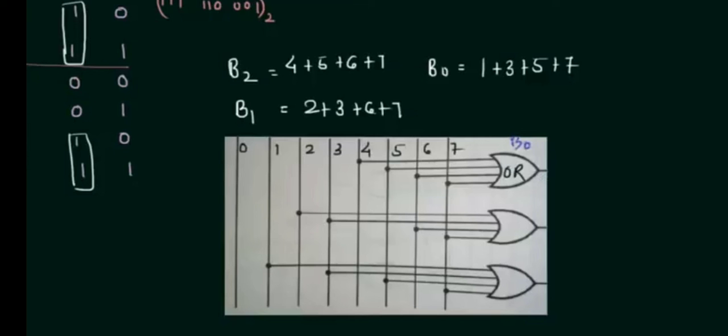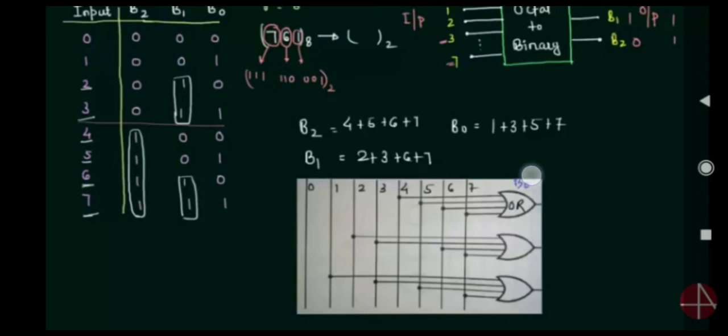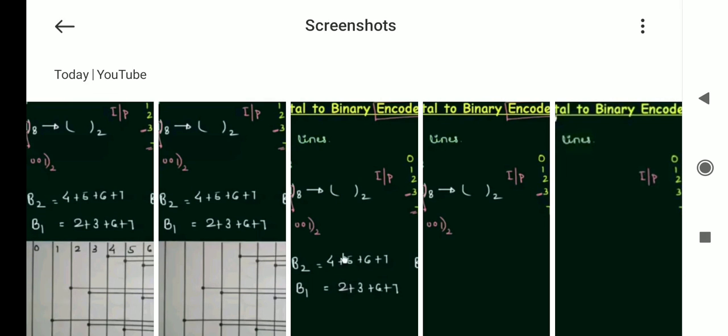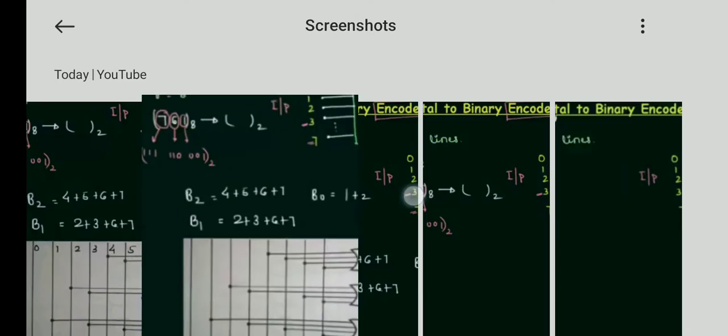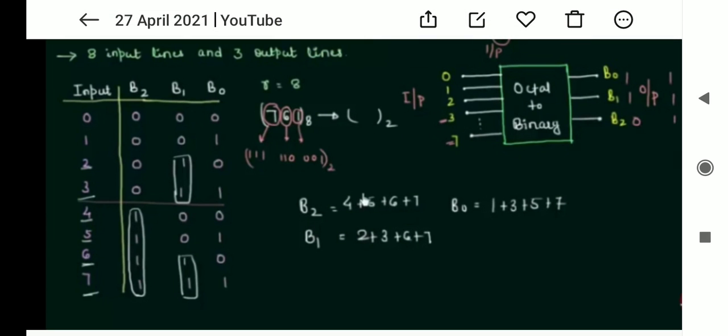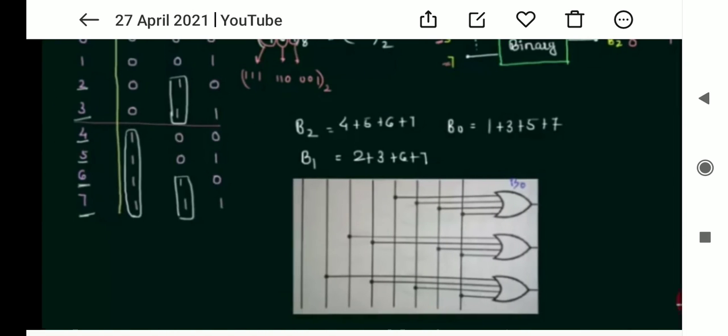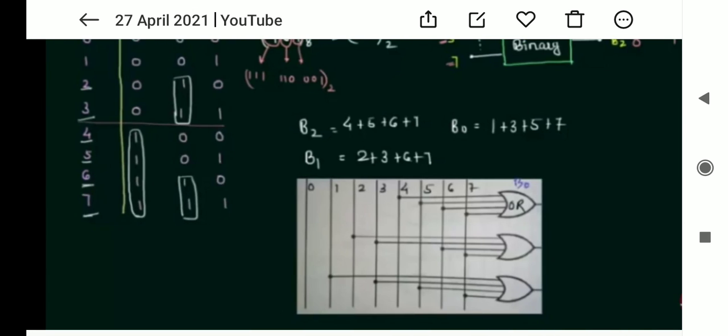Now I hope you understand how the encoder is designed with the help of input lines and output lines, with the necessary equations, how to write the equations and how to draw the logic circuit for implementing the octal to binary encoder.